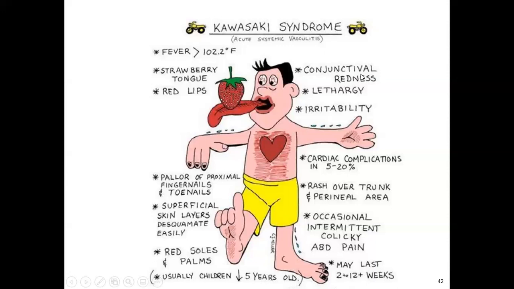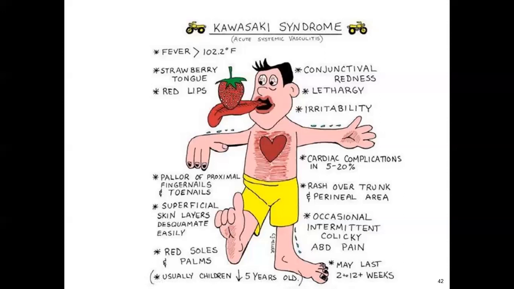conjunctivitis, redness, and the patient develops red lips. The patient develops a red tongue called strawberry tongue, and also red oral mucosa with edema of the oral mucosa and pharynx. And also you see the red palms or soles, here in the picture, a red sole. Swelling of the hands and feet.